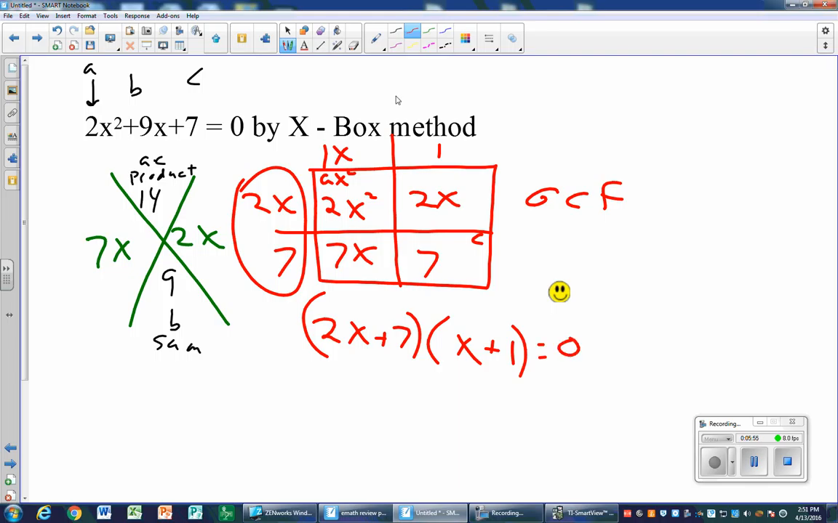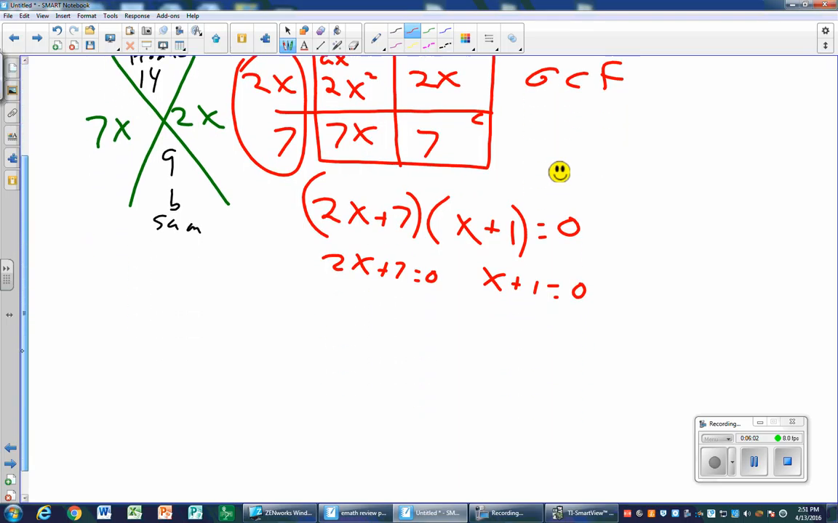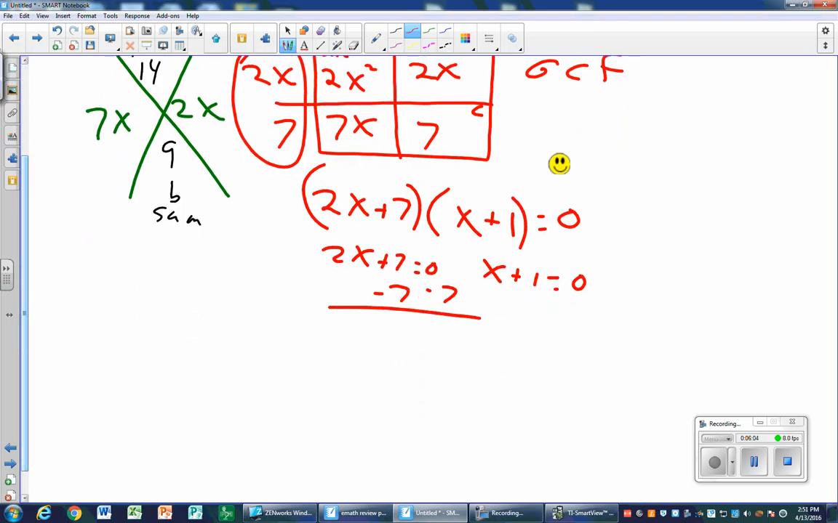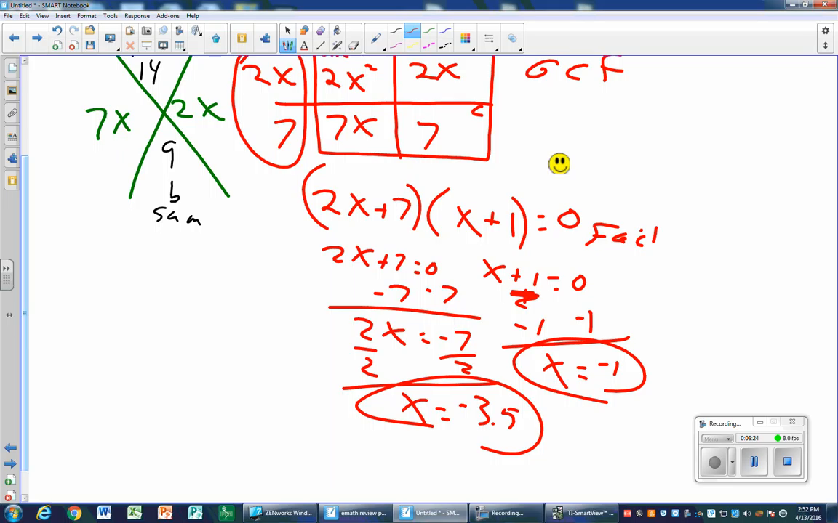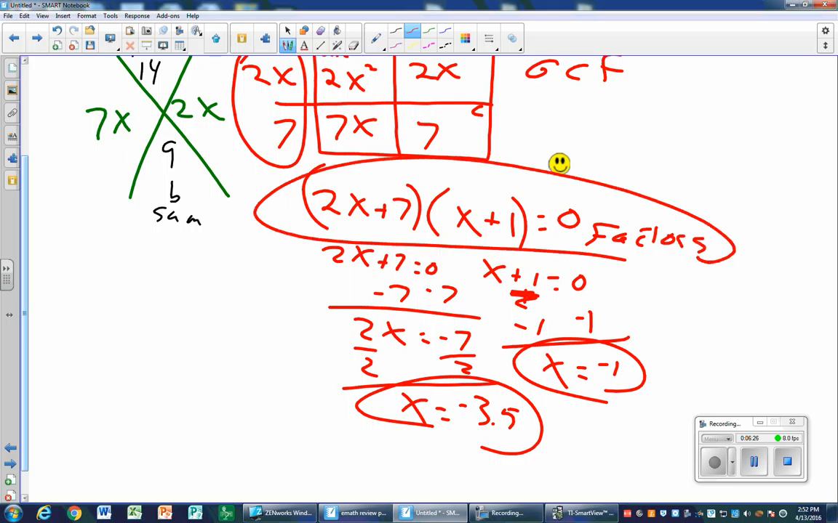Now to solve it, we just do 2x plus 7 equals 0, and x plus 1 equals 0. Subtracting 7 from both sides, 2x equals negative 7. X is not by itself. We have to divide by 2, so x equals negative 3.5. Just subtract 1 from both sides, and x equals negative 1. Those are the solutions, and these are the factors.